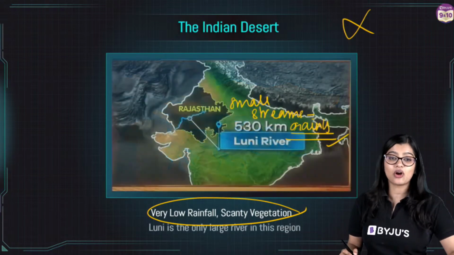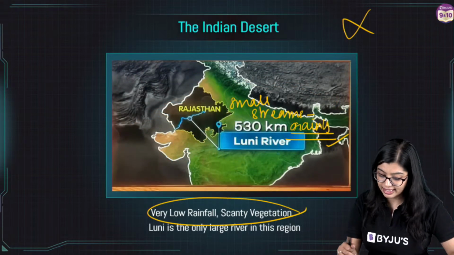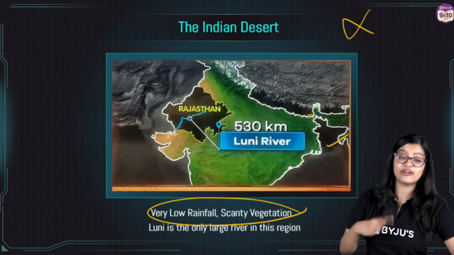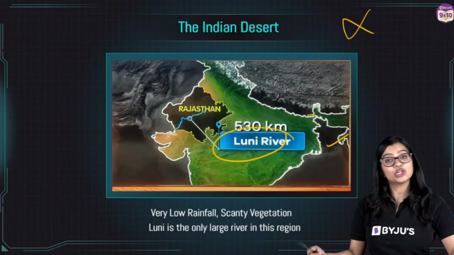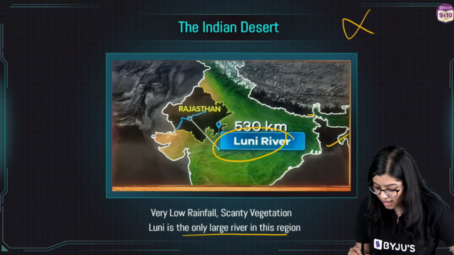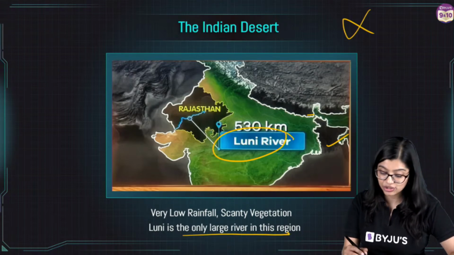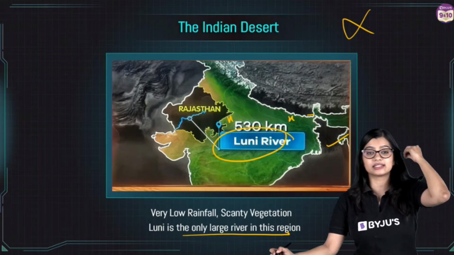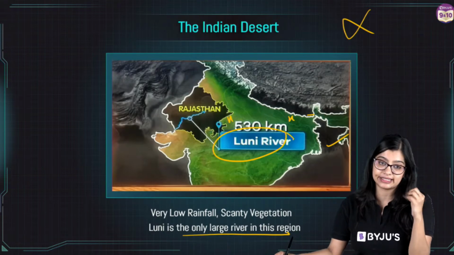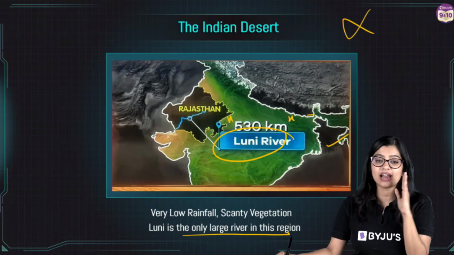But despite all that, what do we see? We see that despite all this, there is a river that flows, right? There is a river that flows through it, which is the Luni River, the only large river that we find in this region, which extends to about 530 kilometers. Scanty means very little, okay? So far, are we clear?